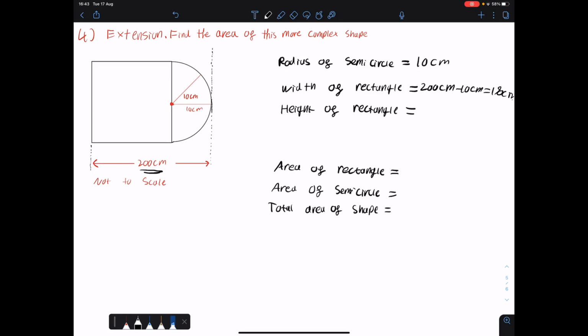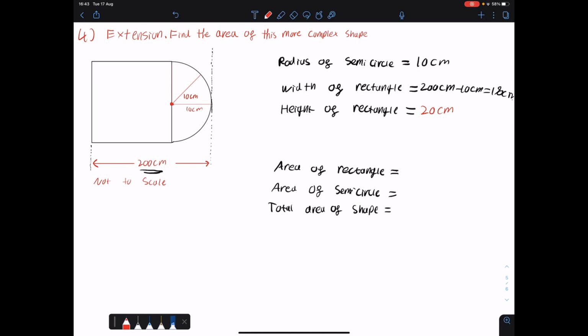Okay, the height of the rectangle. Well, again, as we know that the radius is going to stay the same from the center of the semicircle to the edge of the semicircle, the length from here to here is just going to be 10 centimeters. From here to here is just going to be 10 centimeters, and the length from here to here is just going to be 10 centimeters. So the height of the rectangle is just 20 centimeters. It's just the diameter of that semicircle.